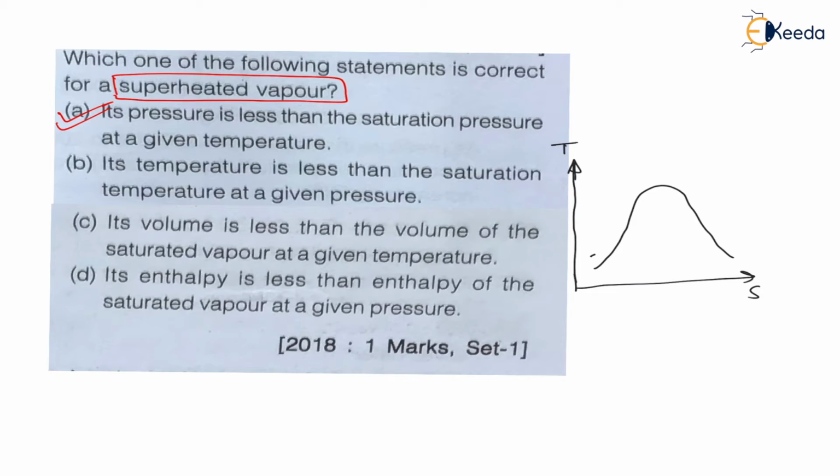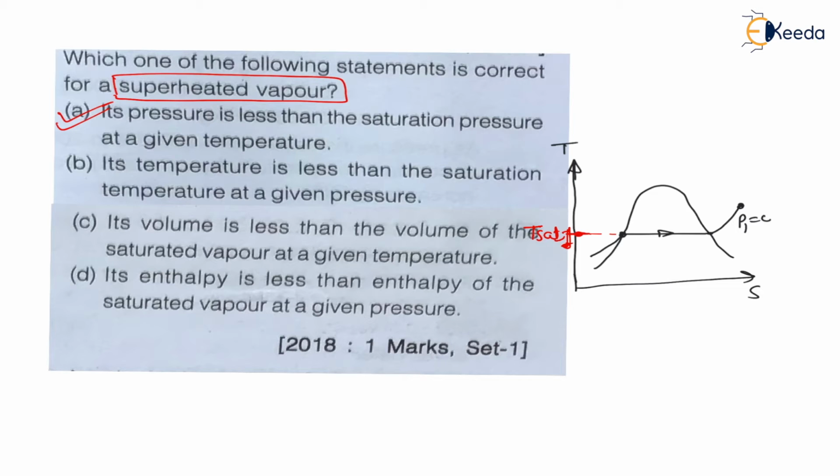P1 is constant, then the constant pressure line will look like this. Let us say on this line pressure P1 is constant. The temperature at which there is a phase change is called saturation temperature. Therefore corresponding to this P1, the saturation temperature is here. This is T sat 1, the saturation temperature 1.